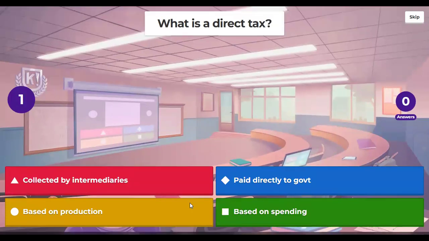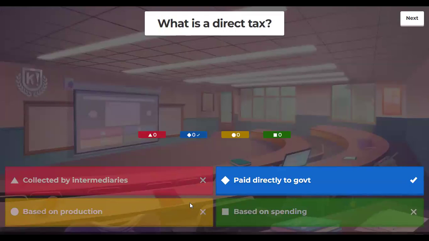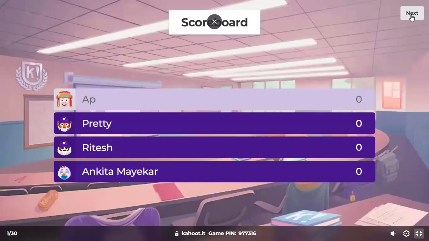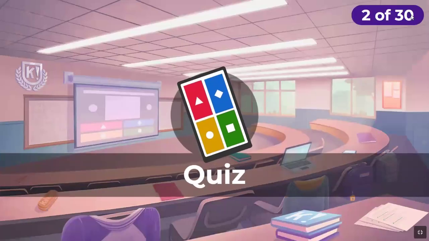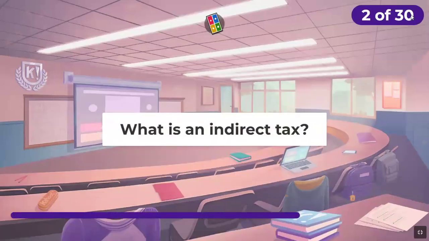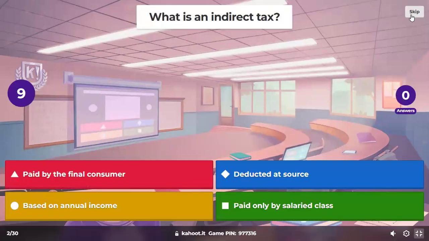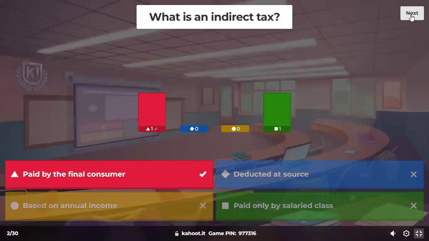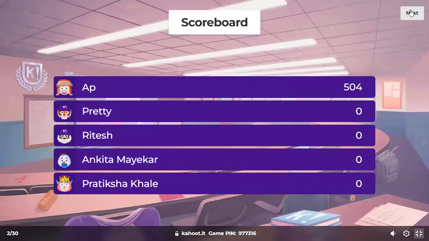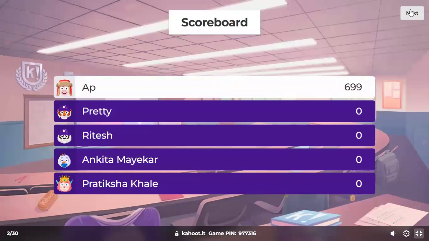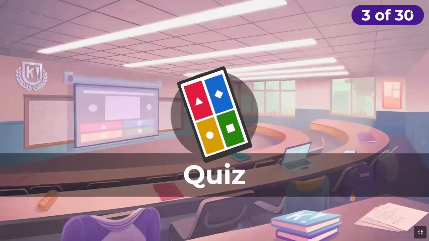The first question is, what is direct tax? So let's see. Nobody has given the right answer. The second question, what is indirect tax? You got 5 seconds. Please click on the answer fast. Okay, we got one right answer. So AP has scored.